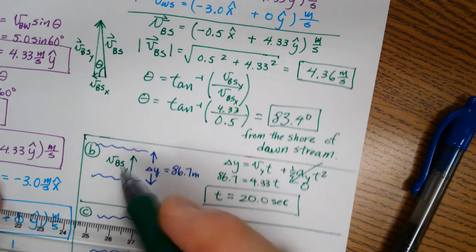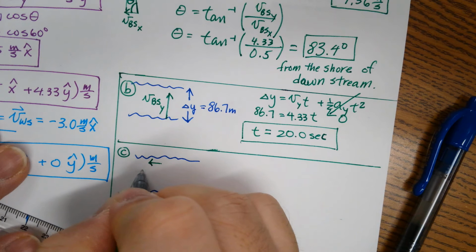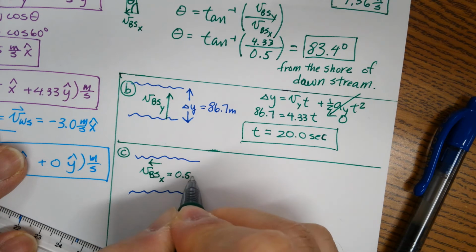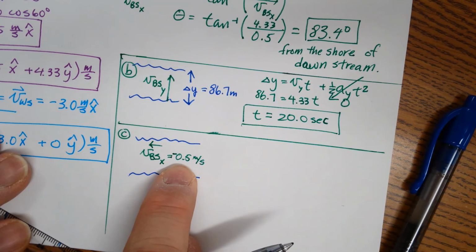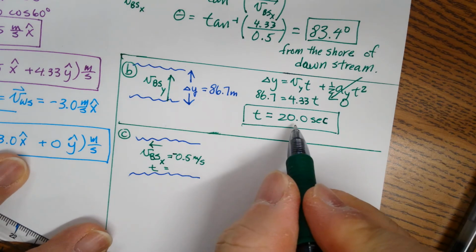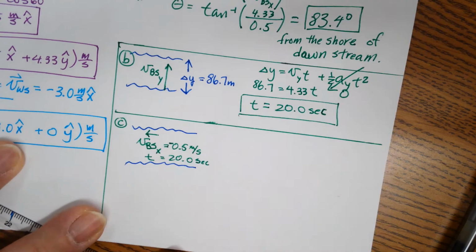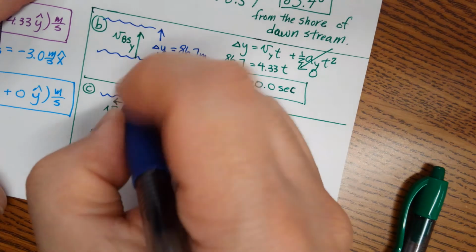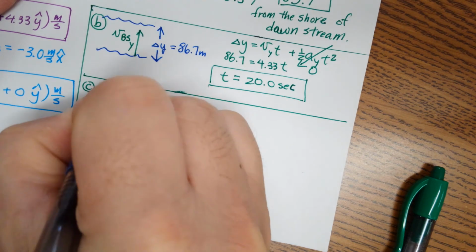Because of the drift caused by the current, we will have to work with VBSX. And that happens to be 0.5 meters per second in the negative direction, so you could put the negative there if you want to. Therefore, the time that it drifts down is going to be exactly 20 seconds, just like how much time it takes to cross. Therefore, I want to know how much delta x is from where it should be to where it is downstream.